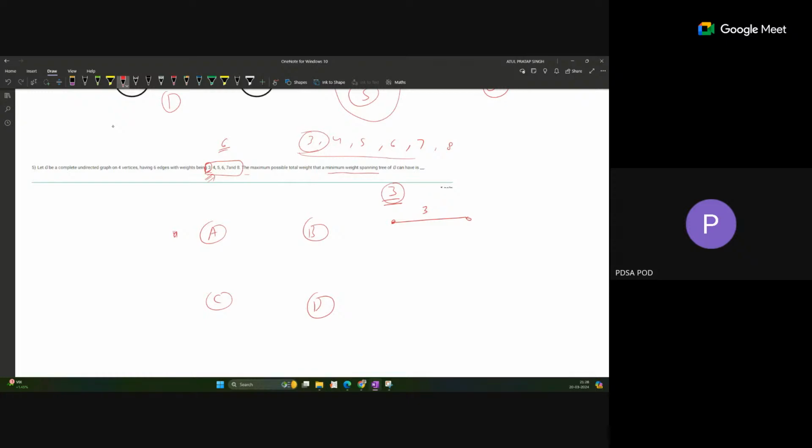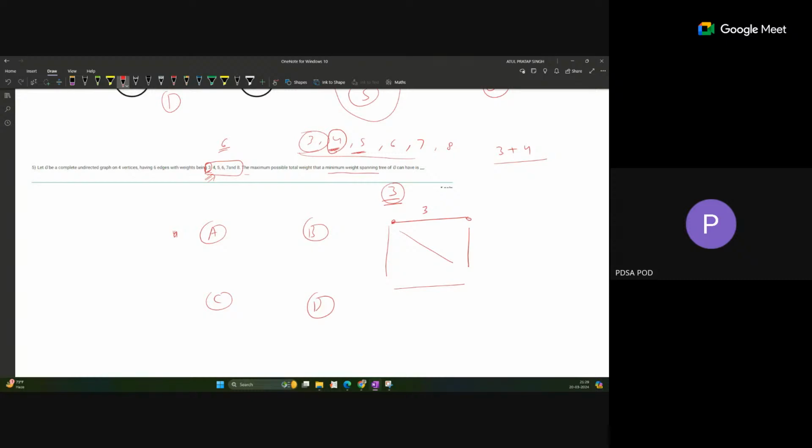Now the next one, 4. Can we create a cycle by 2 edges? No. So that means the next smallest one will also be included in every MST. It may be here, it may be here, or it may be here, like this, any place, but that will also be included in the MST. So 3 plus 4, this cost we have. Now we need one more edge. So 5. Now we have 3 edges.